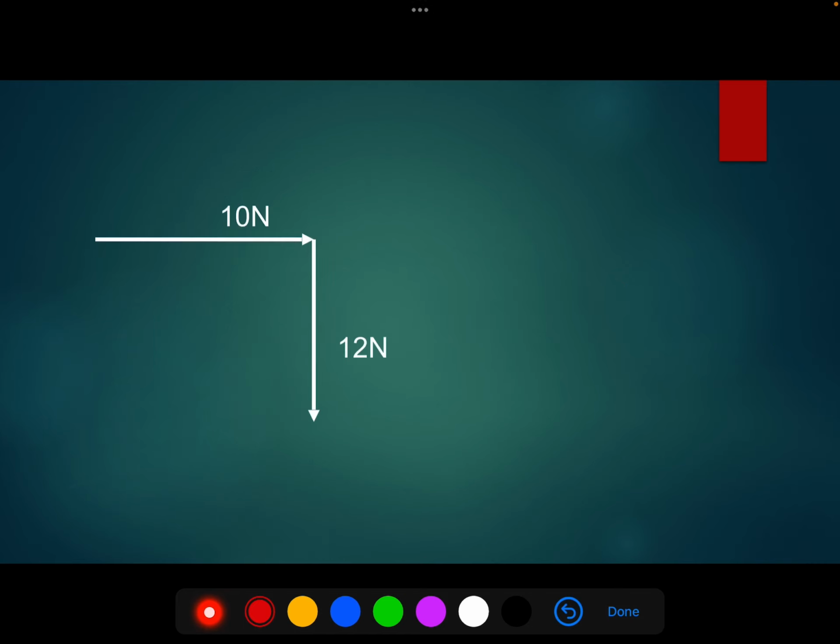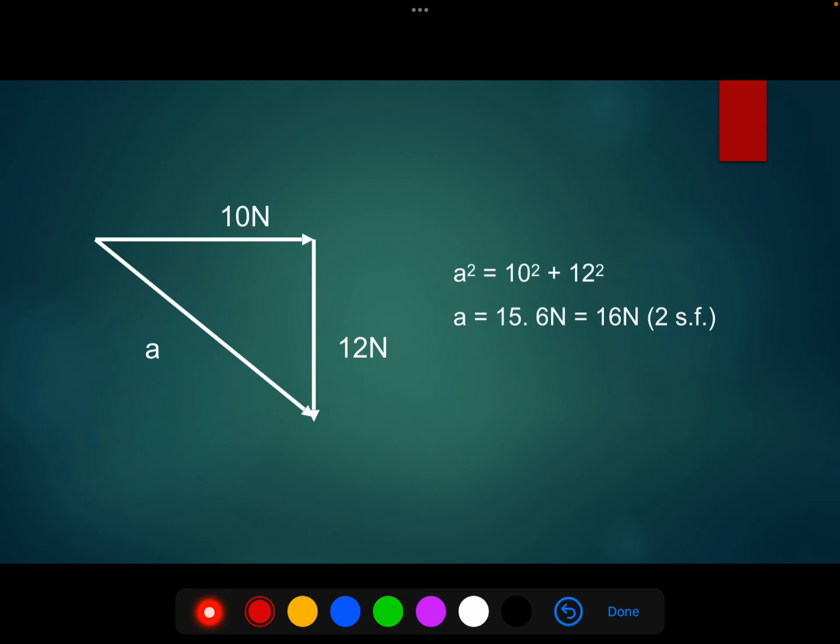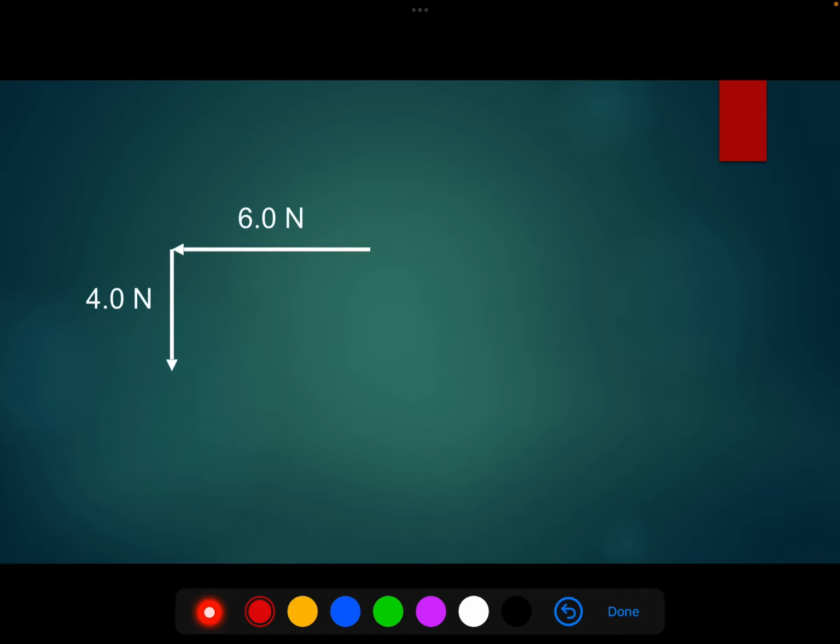Next one, two sides of 10 and 12. So again, to find A, you do 10 squared plus 12 squared, so that gives you 244. A is the square root of 244, which gives you 15.6 newtons, which I've just rounded up there to 16. And our final question is, a squared is 6 squared plus 4 squared, so that's 36 plus 24, which gives you 60. A is then the square root of 60, which gives you 7.2 newtons.